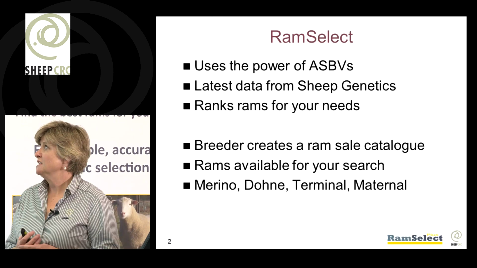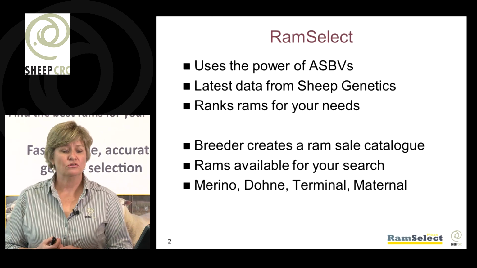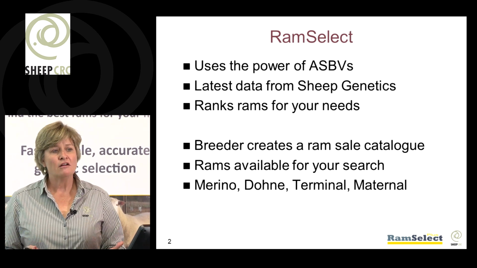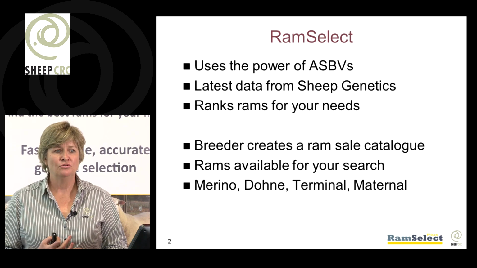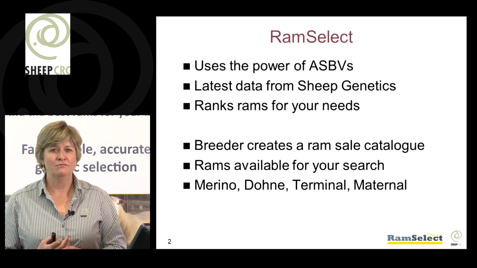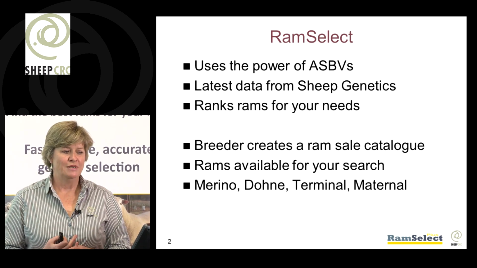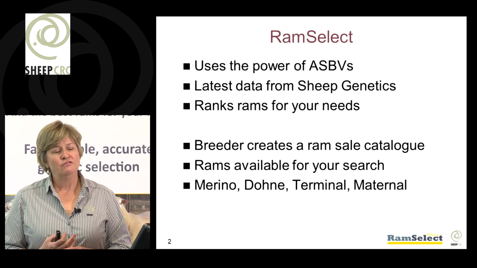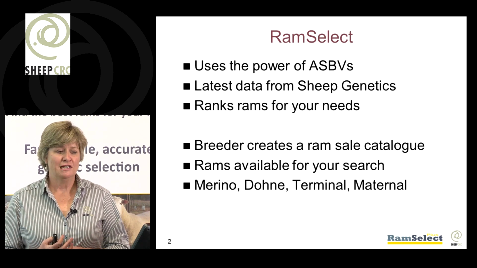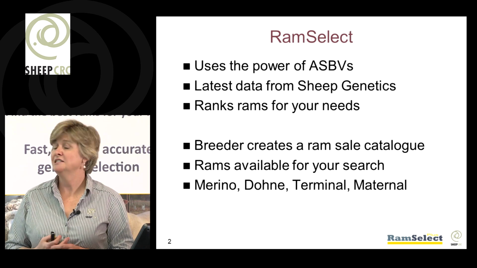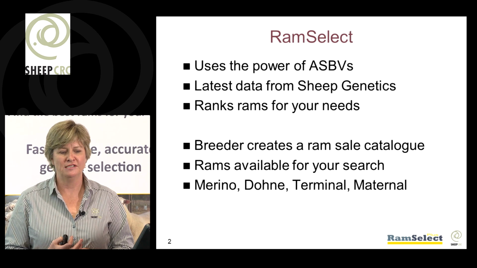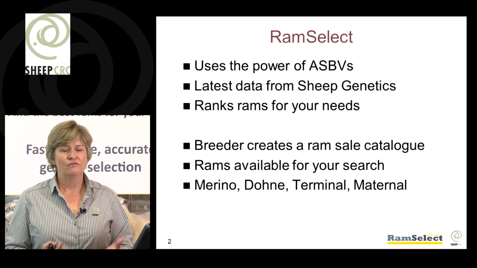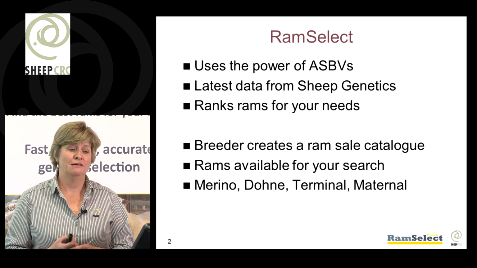So what RamSelect does, it's a website, ramselect.com.au. It uses the power of Australian sheep breeding values, but in a simpler format so that it's easier for you as someone who doesn't look at them every day to make use of that genetic information. The breeding values in RamSelect are always up to date on a daily basis from Sheep Genetics, and there are a series of ram sale catalogues that have been created by ram breeders available on the site. And they're available for merinos, dohnes, terminals and maternal rams.